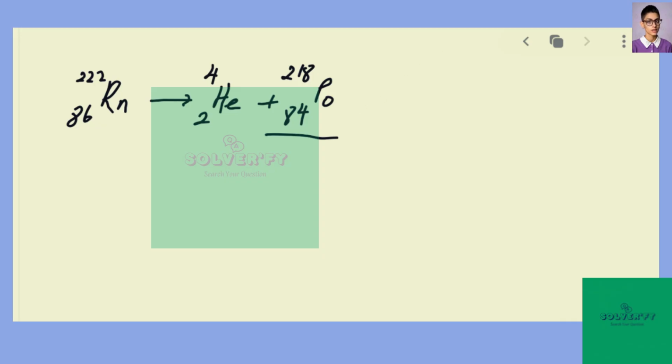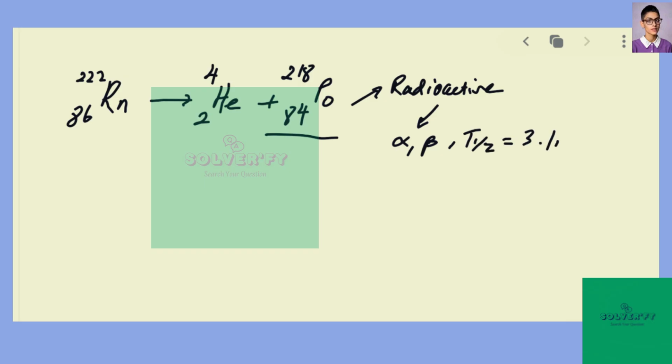Now, the daughter nuclide polonium, from figure 30-11, is a radioactive nuclide which decays into alpha and beta particles. It involves 2 different decays, and the half-life is 3.1 minutes. So it is a radioactive nuclide.